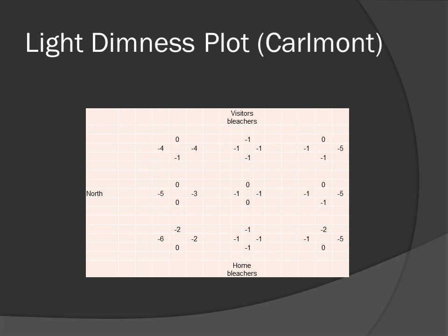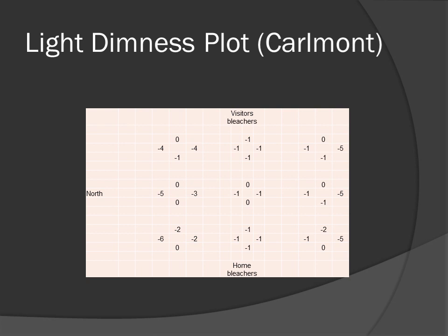Bottom right. Now this one is a problem. When you're shooting from the bleachers from the visitor's side towards home and you're shooting towards that bottom right position, that position is 2 stops dimmer than the center of the field. I always knew that was a dim spot, but I didn't know quite how dim it was. So now we know it is 2 stops dimmer.